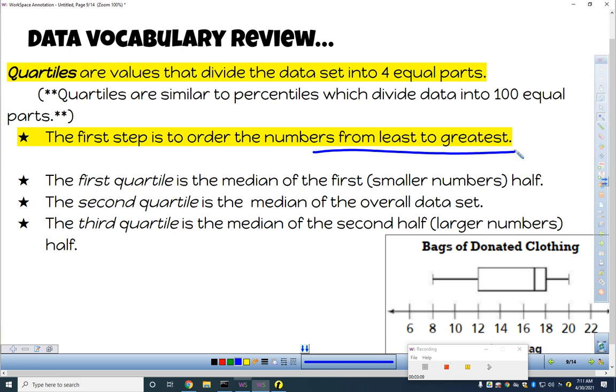Okay. I'm going to talk about the next 3 points out of order, and I'm going to highlight the one I'm going to start with. The second quartile is the median of the overall data. So you'll see this line right here in the middle. That is your median. Notice that there are now 2 quartiles above, 2 quartiles below.